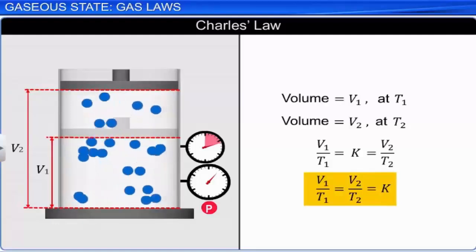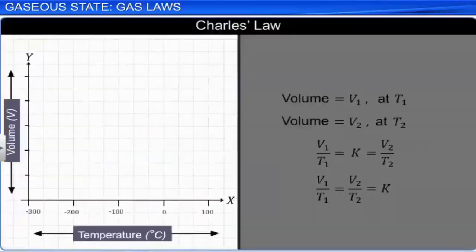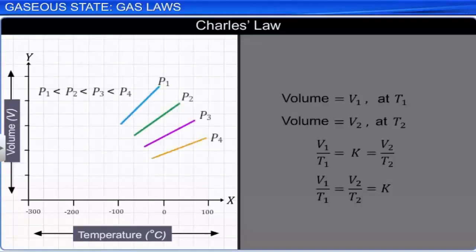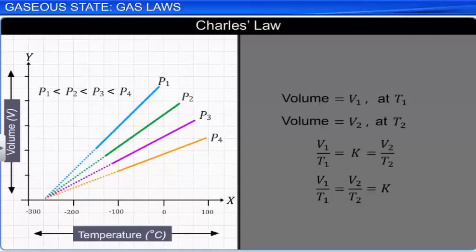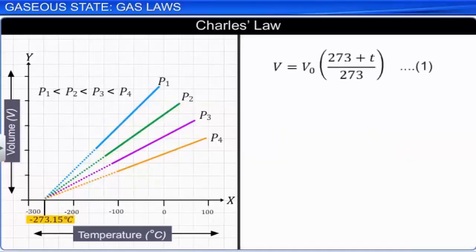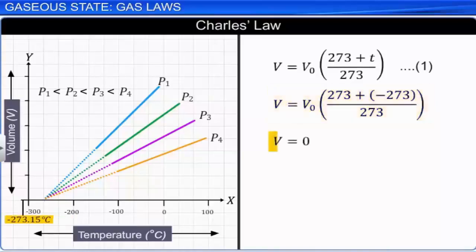For a given amount of gas, if we plot the variation of volume versus temperature at different pressures, we get different straight lines corresponding to each pressure. These lines are called isobars. You can observe all the straight lines on extending to zero volume intercept the temperature axis at minus 273.15 degrees Celsius. From the graph, if we substitute the value of temperature as minus 273 degrees Celsius in equation 1, then volume at minus 273 degrees Celsius becomes 0. Thus, we can conclude that the volume of a gas would be reduced to 0 at minus 273 degrees Celsius.